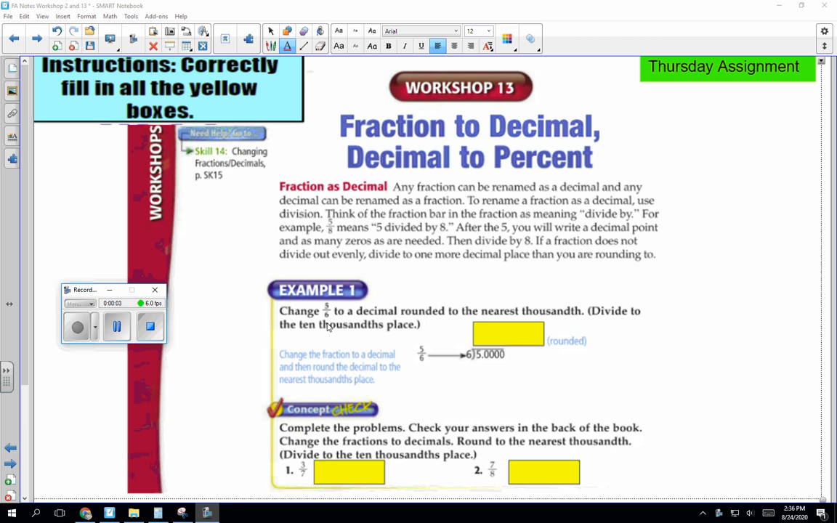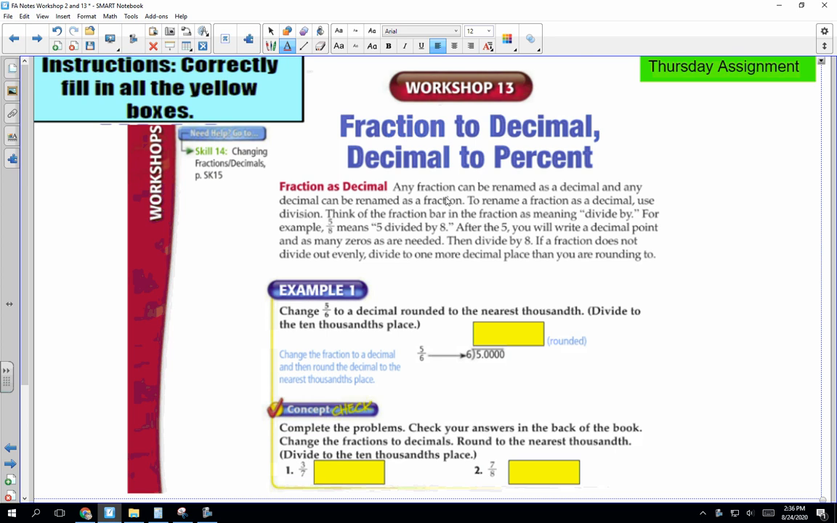All right, this is Applegarth, and we're going over workshop 14. Sorry, workshop 13. We're looking at fraction to decimal, decimal to percent, and everything that goes with it. So super fun.